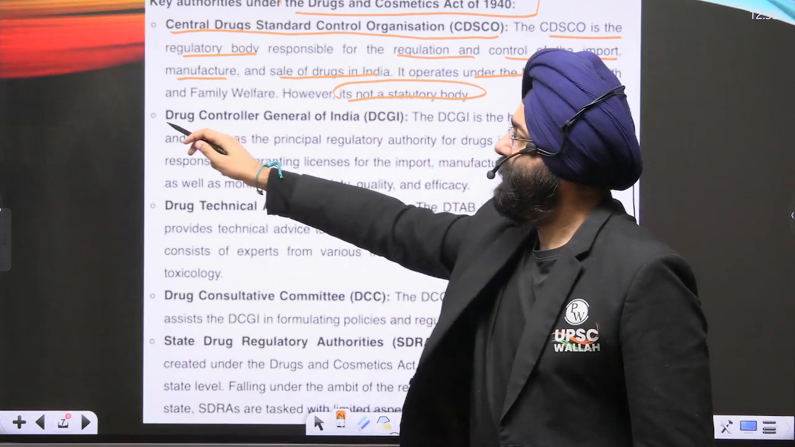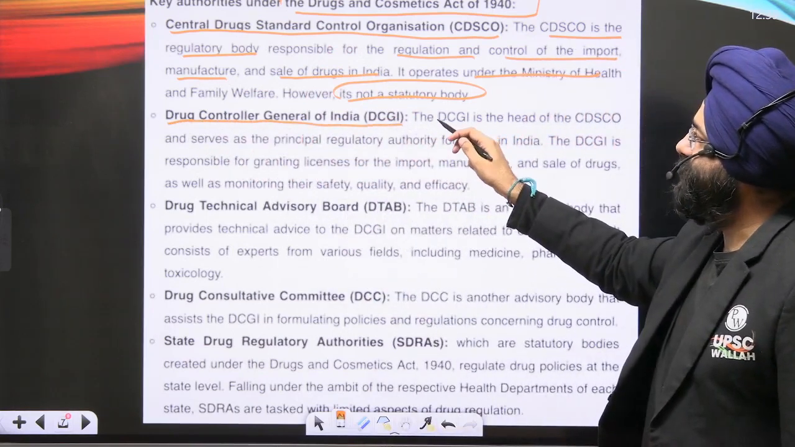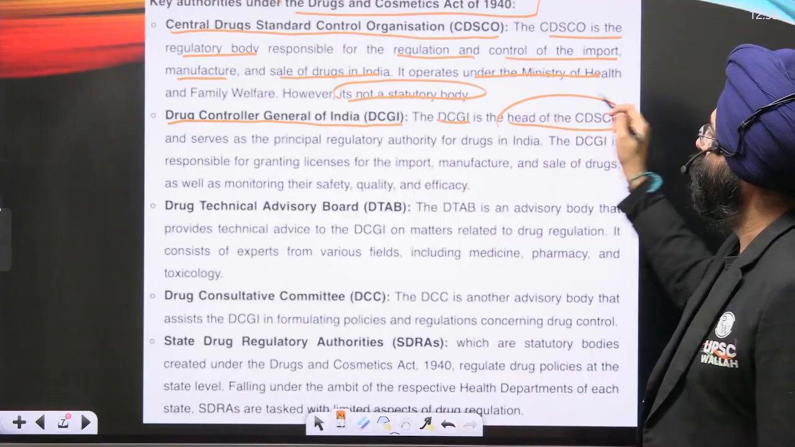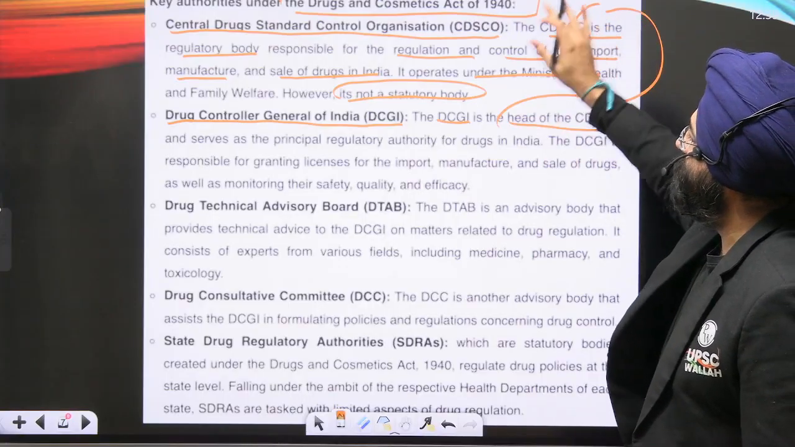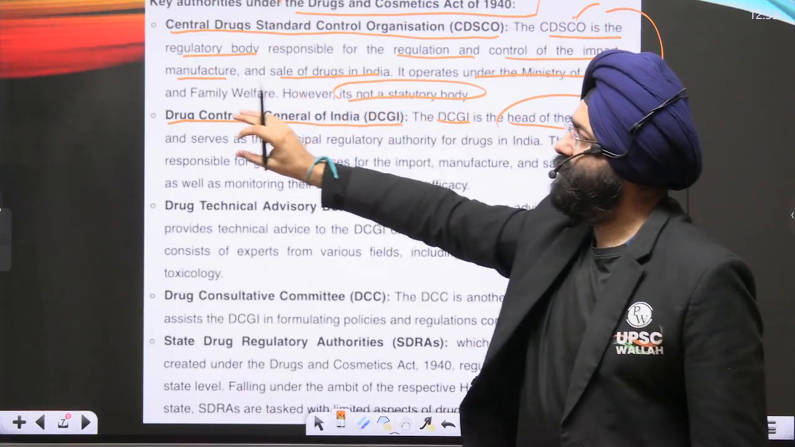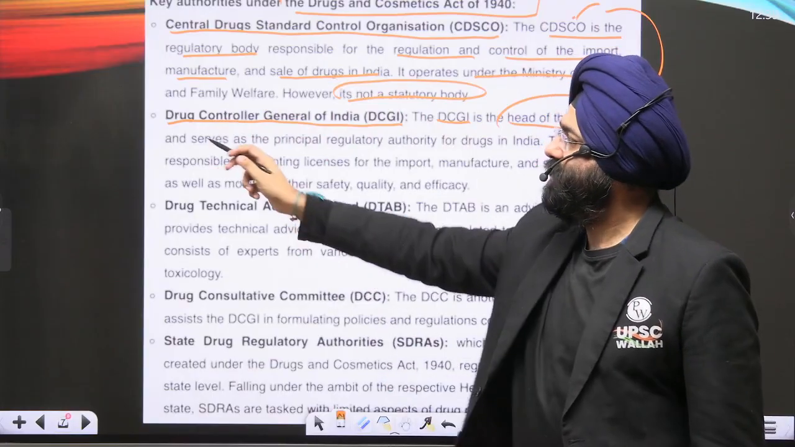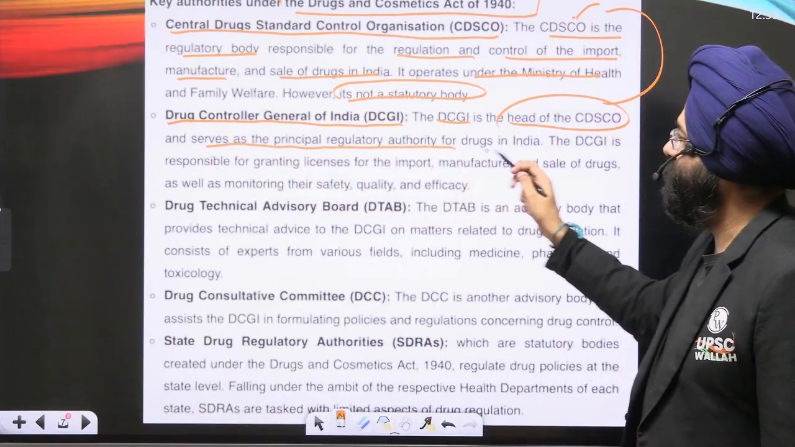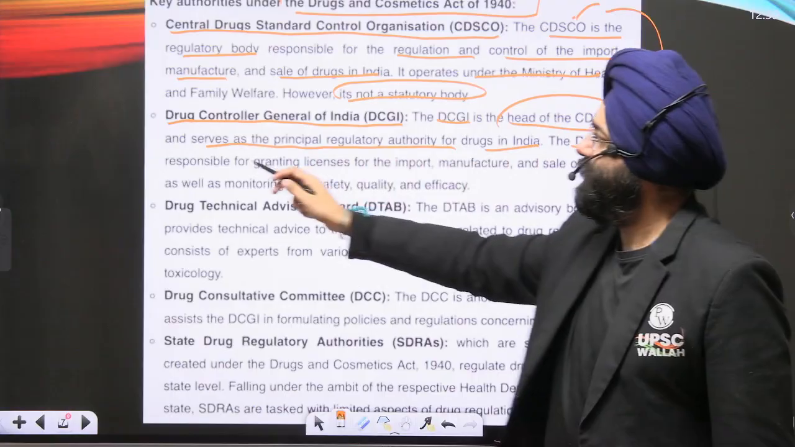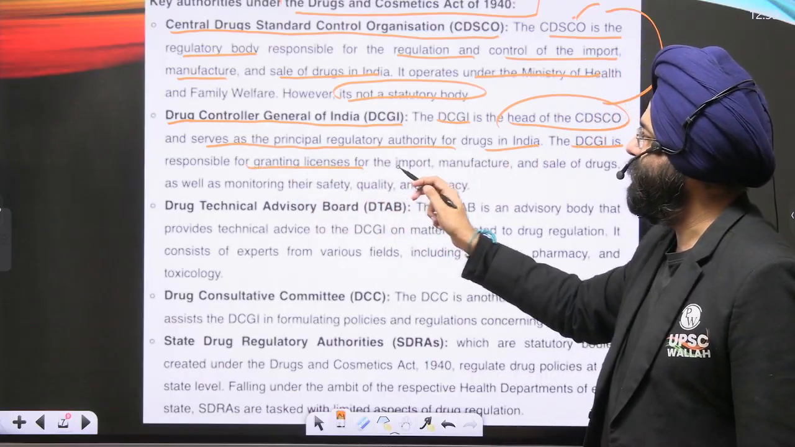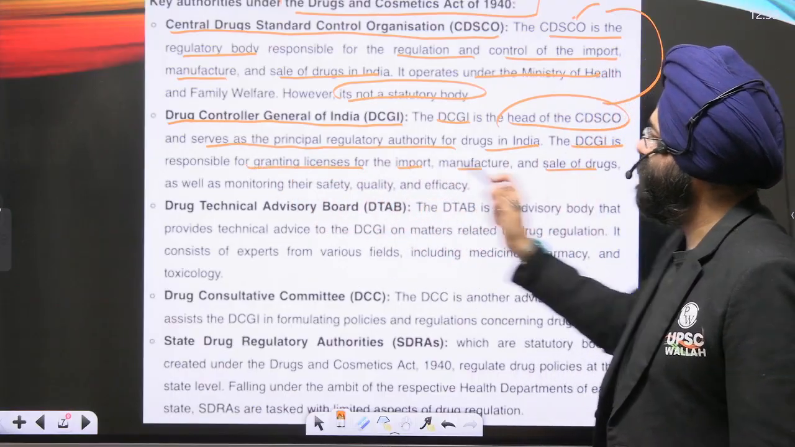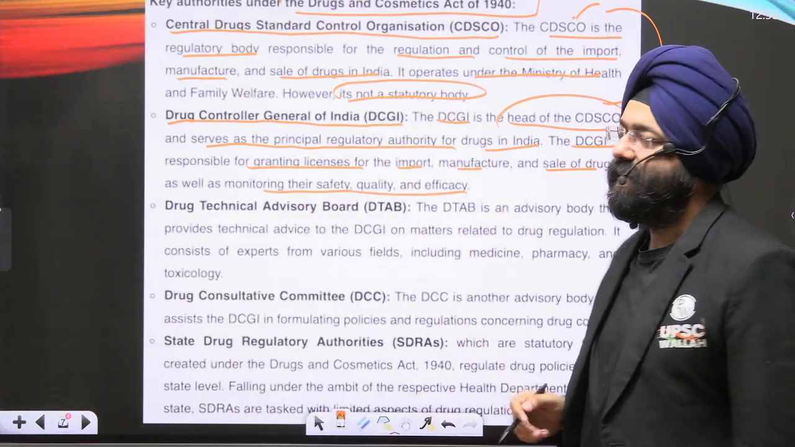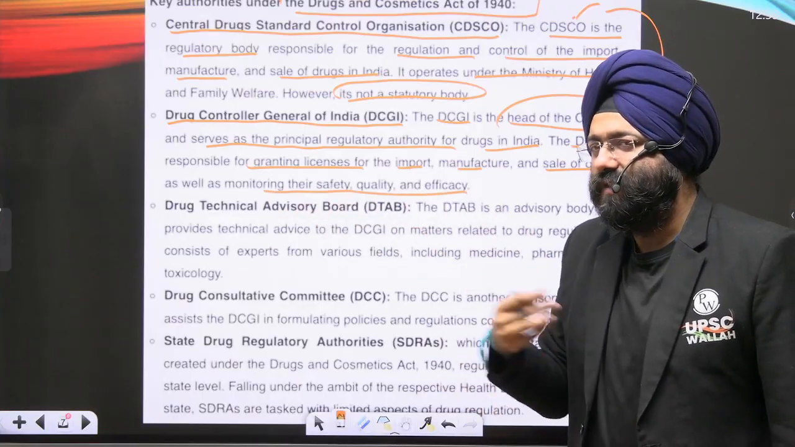Now, the Drug Controller General of India, DCGI, is the head of CDSCO. This body is headed by a particular person who is the Drug Controller General of India. It serves as the principal regulatory authority for drugs in India. DCGI is responsible for granting licenses for the import, manufacture, and sale of drugs, as well as monitoring their safety, quality, and efficacy. Efficacy means, are the drugs effective also?